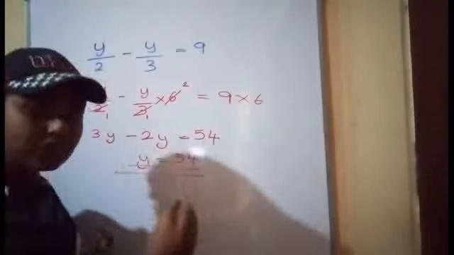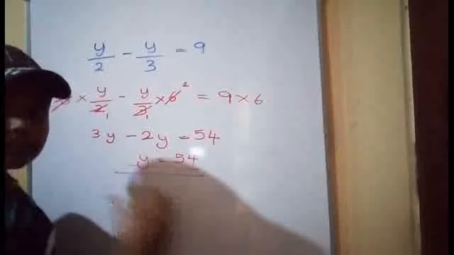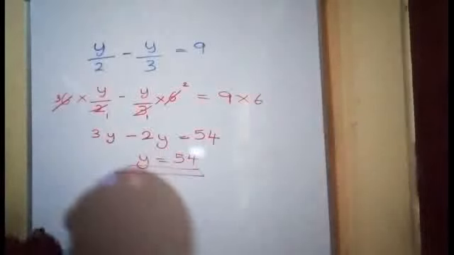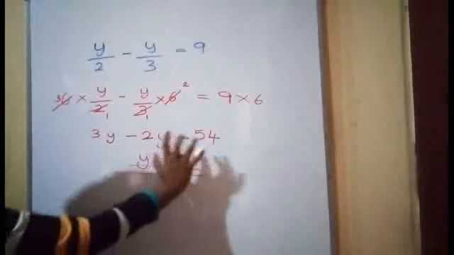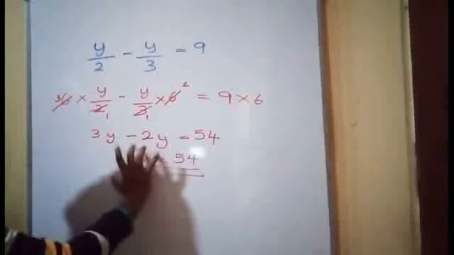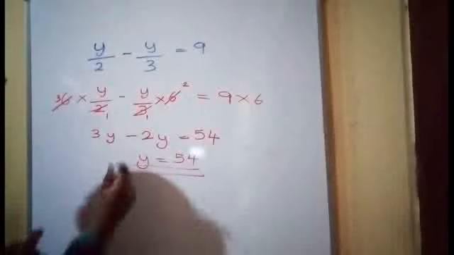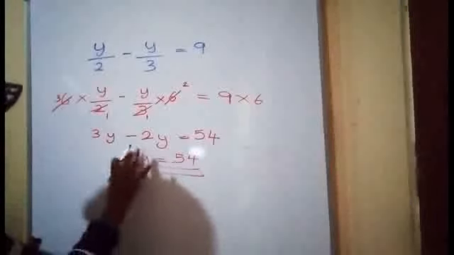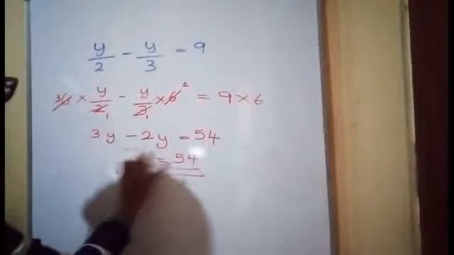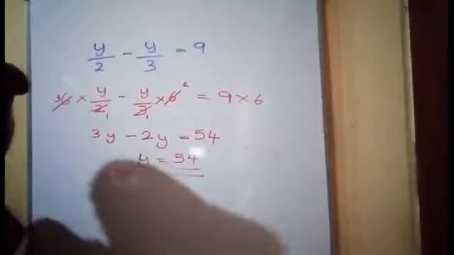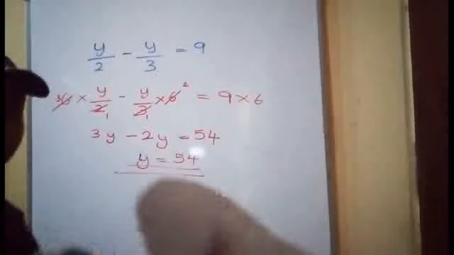Now we want to work this step by step to get the answer. So 3y subtract 2y equals 54. 3y subtract 2y is 1y. So we do not write 1y equals 54. We write only y equals 54. y equals 54.